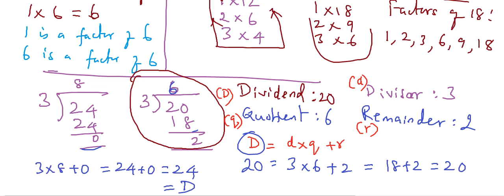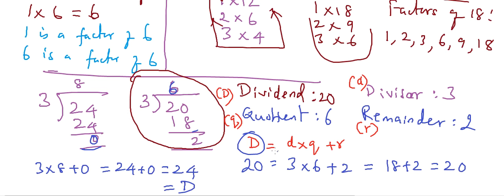And if the remainder is 0, then the divisor becomes a factor of the dividend. So here the remainder is 0 in the first case. When you divide 24 by 3, you get remainder 0. Therefore 3 is a factor of 24. Similarly, 8 also is a factor of 24.